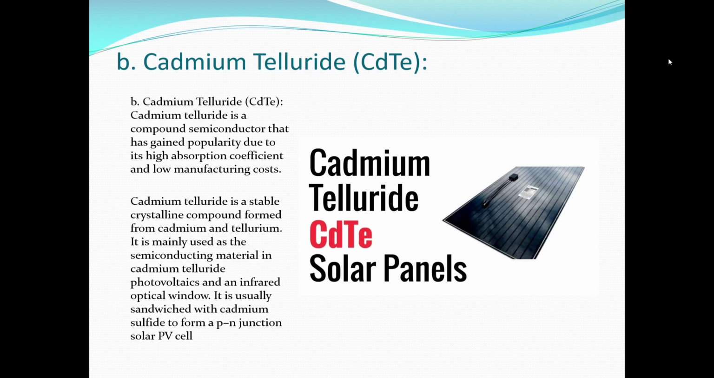It is mainly used as the semiconducting material in cadmium telluride photovoltaics and as an infrared optical window, and it is usually sandwiched with cadmium sulfide to form a PN junction solar PV cell.